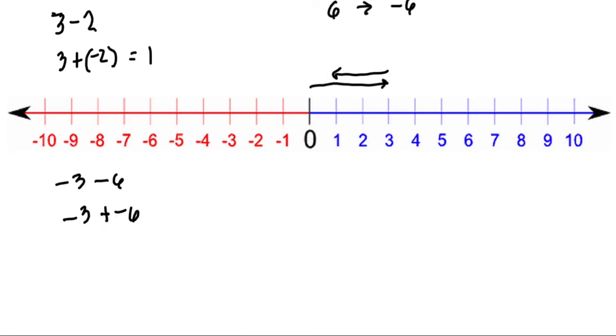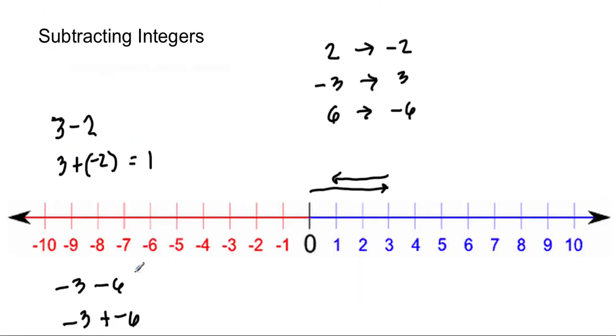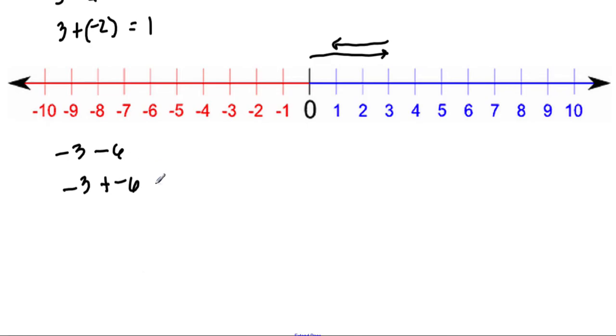And from what we learned on the last page, when you have two negatives, you're actually adding the integers. So negative 3 plus negative 6 is negative 9. So you're adding the integers and keeping the sign. Okay, let me give you another example.